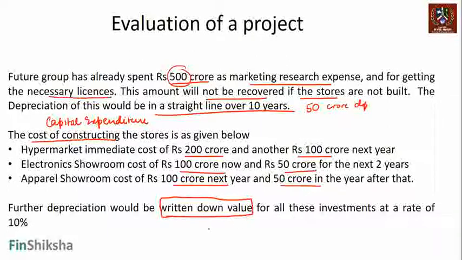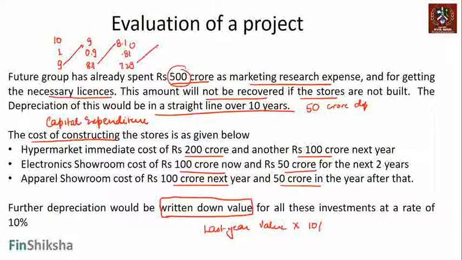What do we mean by written down value? You look at last year's value and then you multiply that by 10%. So for example, if a car is worth 10 lakhs, then the first year depreciation is 1. That gives me 9. You look at the last year value, which is 9, and 10% of this will be 0.9. So then the value left is 8.1. Then you look at the last year value, which is 8.1, and 10% of this would be 0.81. So you're left with 7.29, and so on and so forth.